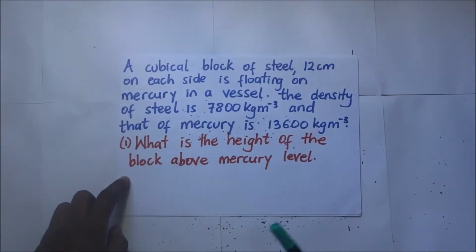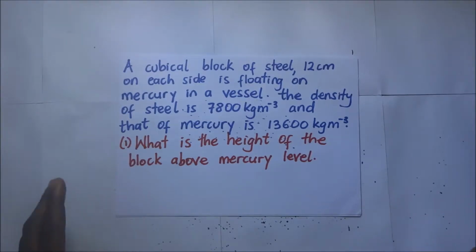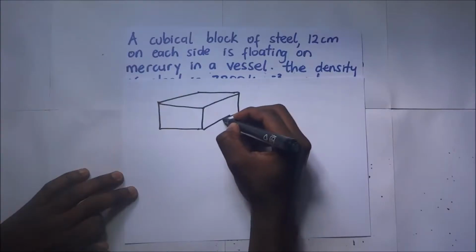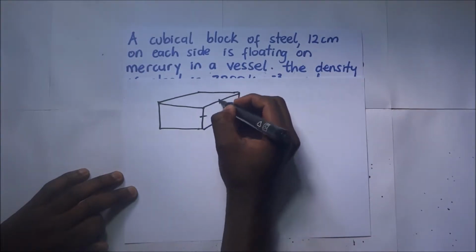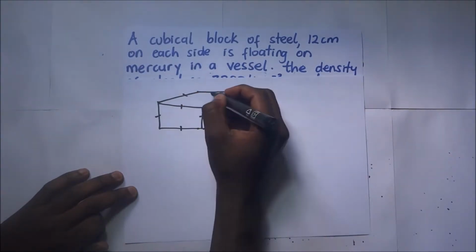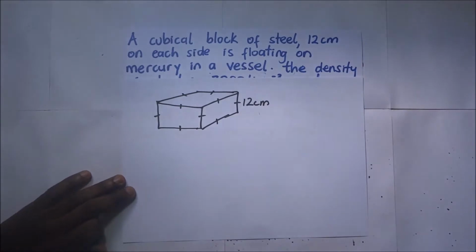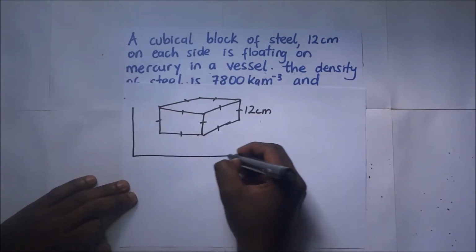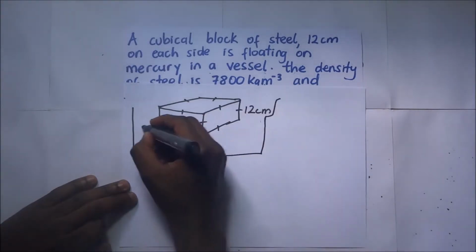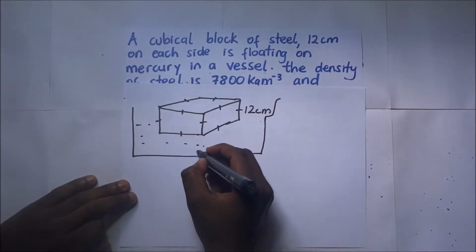Let's summarize this question with a diagram so that we get a clear picture of what we are up against. 12 centimeters, meaning that every side is 12 centimeters. It's a cube. It is floating on the mercury in a vessel. So this thing is in a vessel, and the liquid it's floating on here is actually mercury.